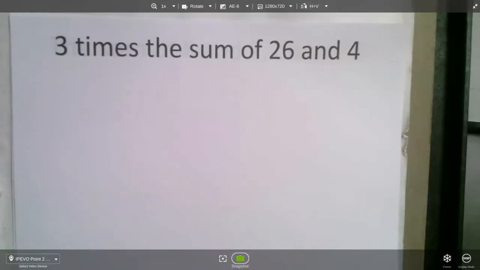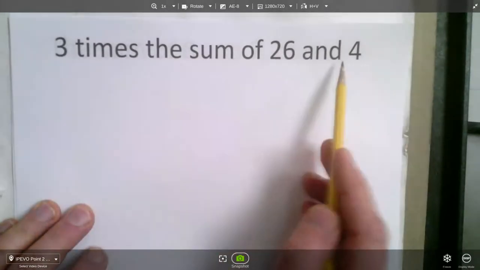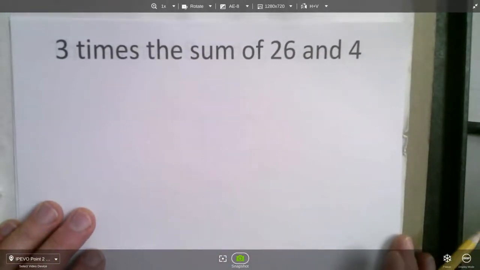Hello, mathematicians. Today we are going to be taking a look at expressions. Now, expressions are different than equations because expressions do not have an equal sign. So while we'll solve some of our problems today, we're not going to solve all of them. And we're going to start by looking at word form and changing this into number form.